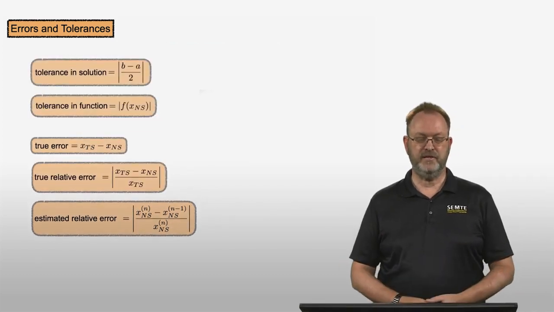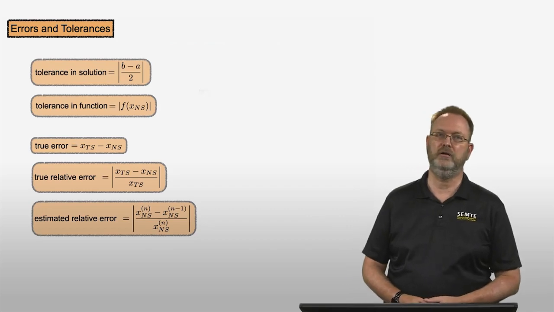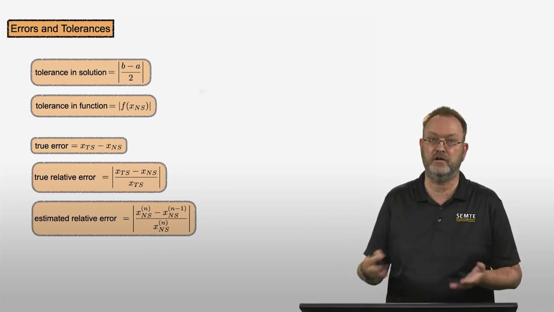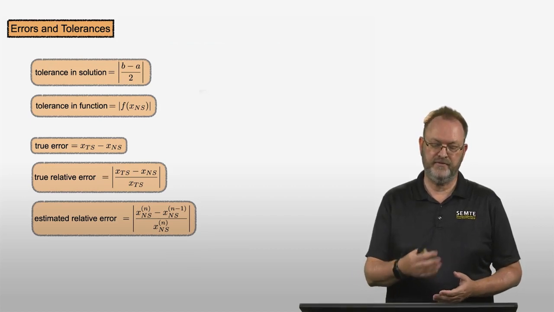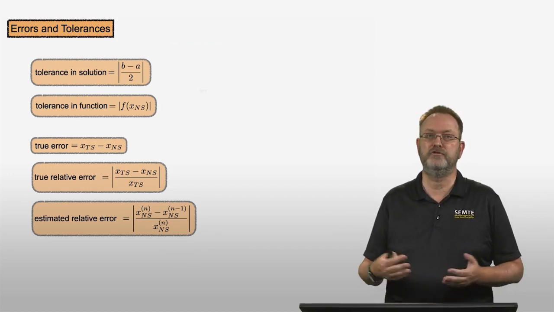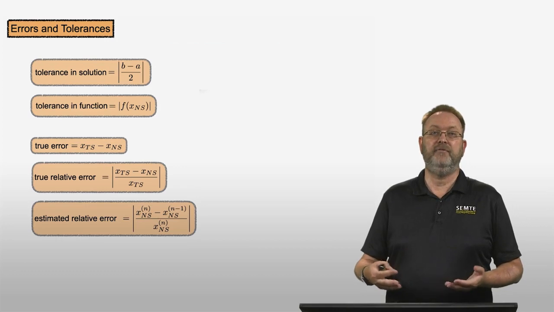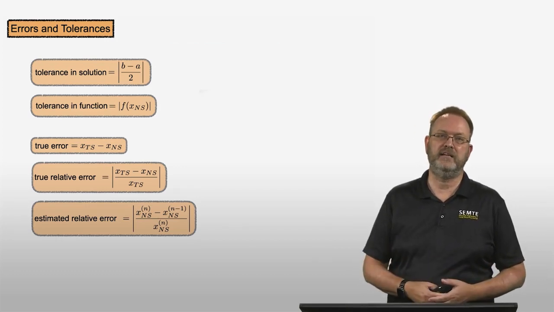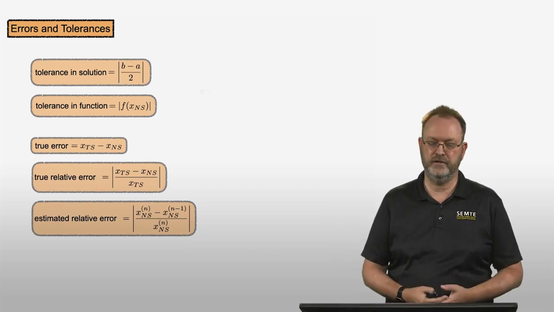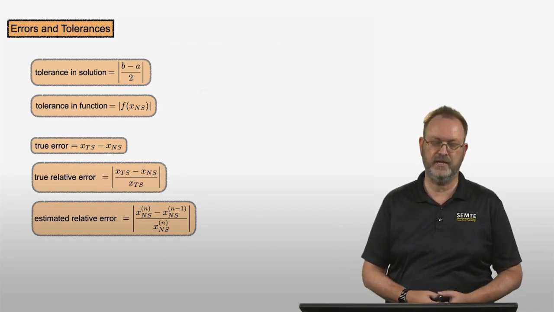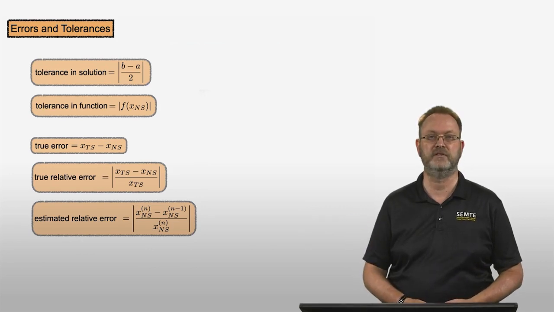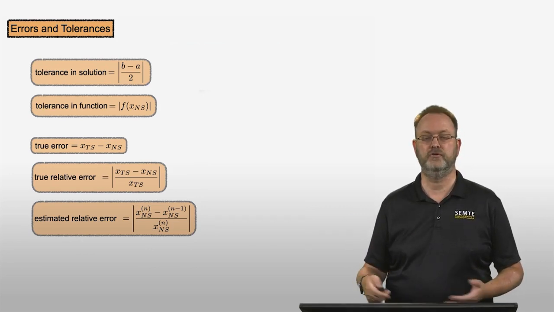So here is the summary slide of all these definitions. We have the tolerance in solution, the tolerance in function. We have the same definition as before for the true error. And we have the true relative error, where unfortunately for the true error and the true relative error, we need to know the true solution. But for the estimated relative error, we just need a sequence of ever better estimates for the true solution, which are our numerical solutions.